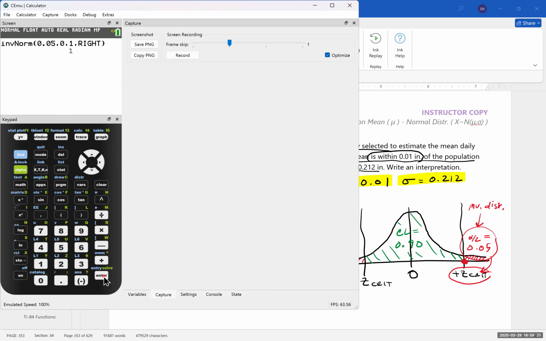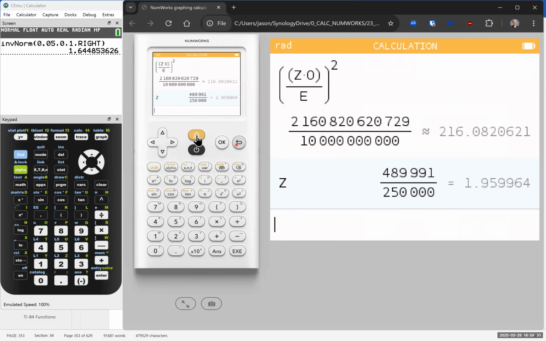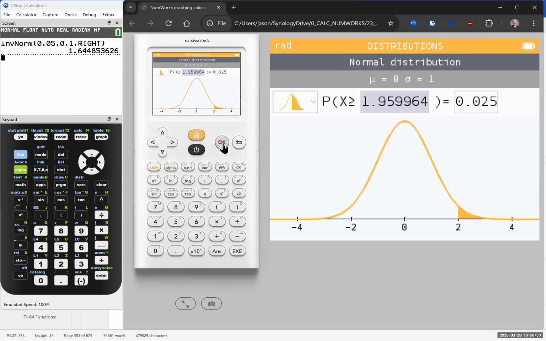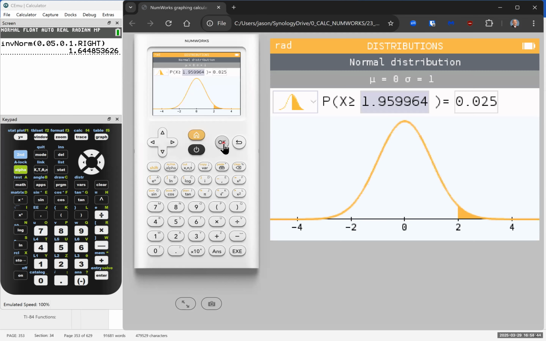and enter. And then let me go to the NumWorks calculator and go to the distributions app. Okay, so I'm already in the normal distribution. Mean and standard deviation of 0 and 1 looks good. And yes, I want an area to the right with an area of 0.05. I'll hit enter, and it'll change this value from the previous example. Okay, so I'm getting 1.645, which is the same that I got on the TI.